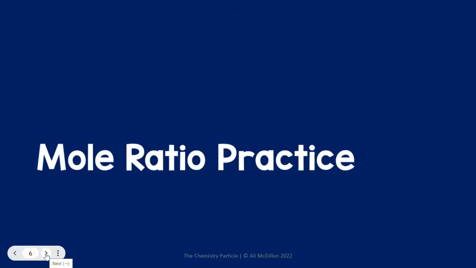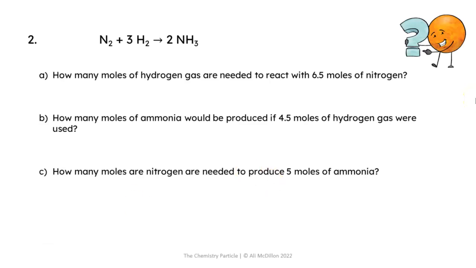So let's just do a couple more examples here before you guys move on to your independent practice. So here we have a balanced equation. So N2 plus 3H2 will yield 2NH3. So our first question here says, how many moles of hydrogen gas are needed to react with 6.5 moles of nitrogen? So these are worded a little bit differently, but again, we're just going to use our conversion factors and we're going to do these step by step how we know. We start with what we know, right? So we have 6.5 moles of nitrogen. So that's what we're going to start with.